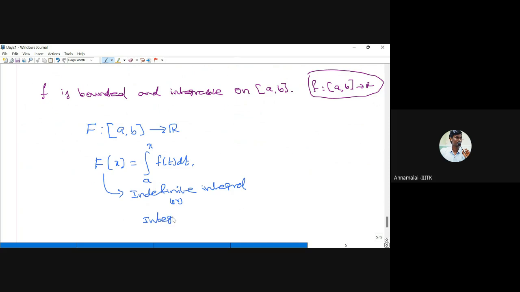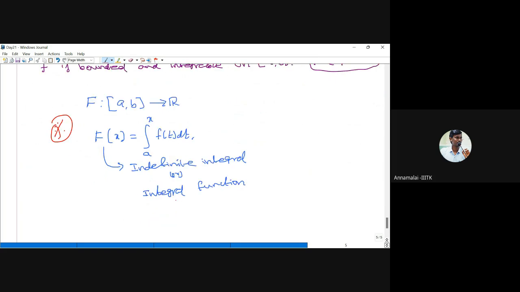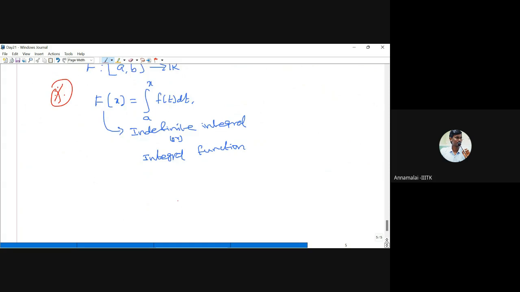Integral function is a very important function. Using the small f, we define the function that is called the indefinite integral, or integral function. So what are the properties of this capital F? This is the fundamental theorem of calculus.